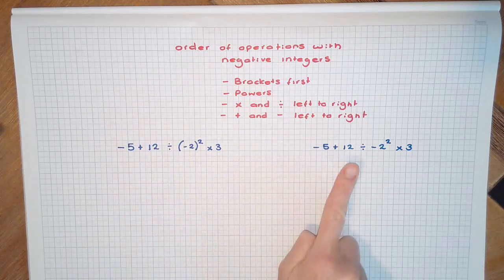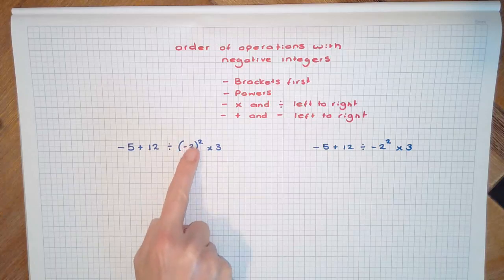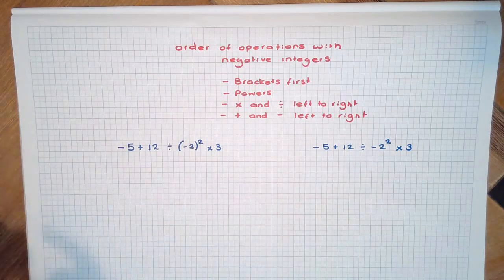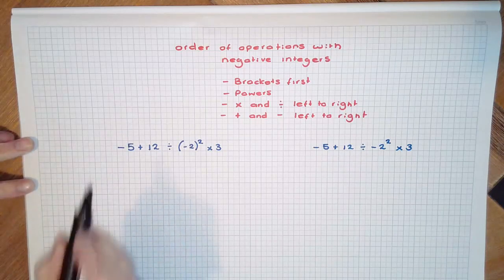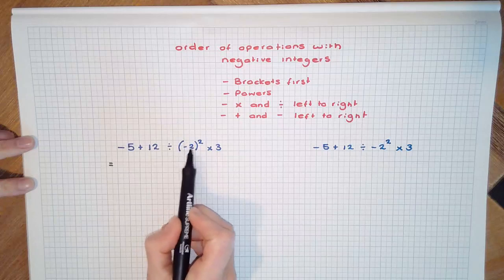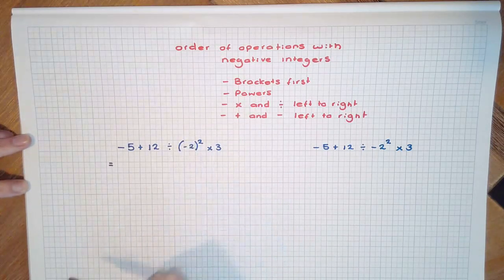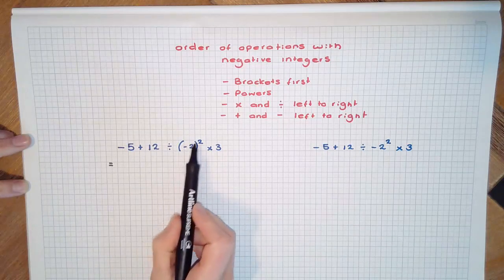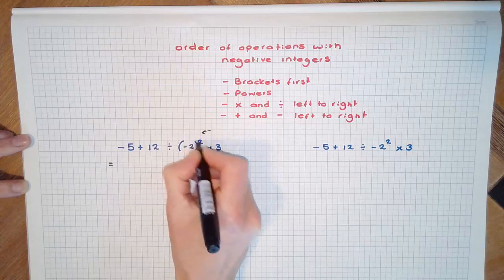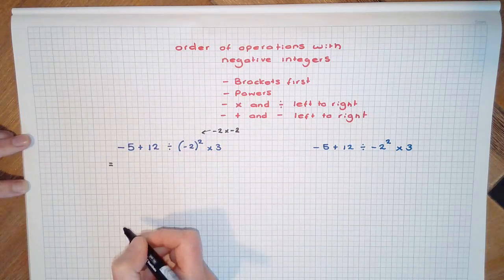I've got two sums here that look very similar. The first one has brackets around the negative integer and the second one doesn't. Let's have a look at how these work. So when we come along to a sum, we do the brackets first. Now this is not a sum within the brackets, but it is the powers or the indices that we would do next. This is actually negative 2 squared. That is, negative 2 is all squared, so it becomes negative 2 times negative 2.